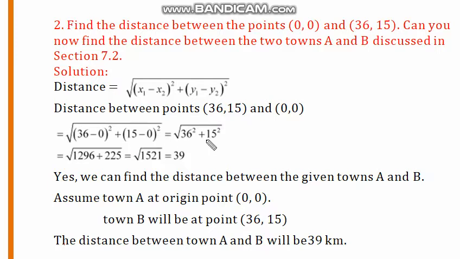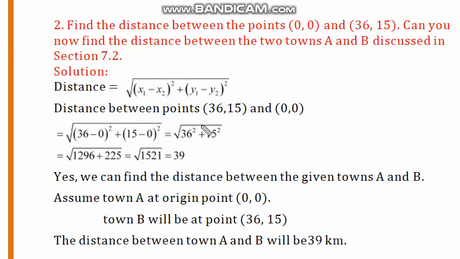So 36 square plus 15 square. 36 square is 1296 plus 15 square is 225. So 1296 plus 225 is square root of 1521. Then the square root of 1521 is 39. So here we found the distance between the 2 points.